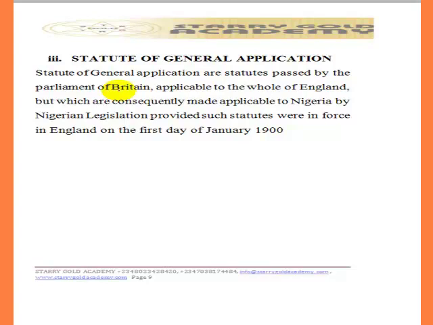And we have the applicable date, which is 1st day of January 1900. So what that means is that all the statutes of general application we are still making use of in Nigeria today are those passed by the Parliament of Great Britain on or before 1st day of January 1900. Other ones passed after that were not made applicable into the Nigerian judicial system. But those passed on or before 1st day of January 1900 were made applicable.